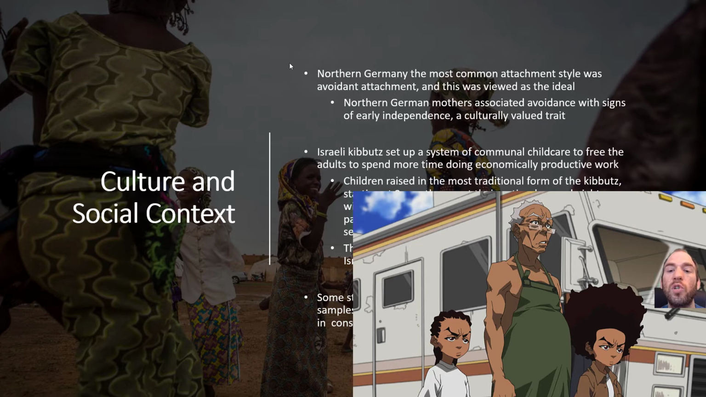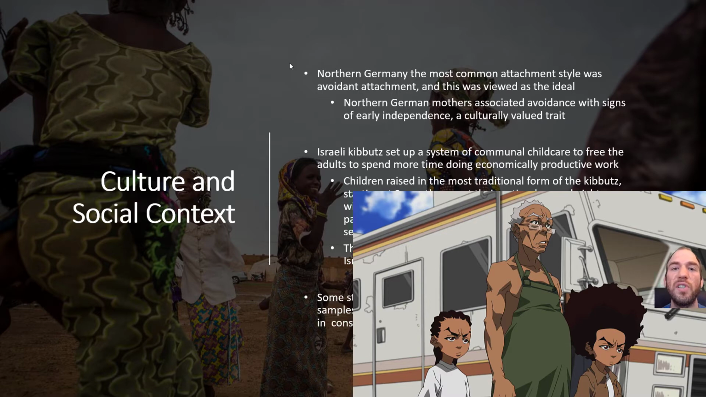Children raised in the most traditional form of the kibbutz, starting at 3 months, spent their entire days and nights, with the exception of a 3-hour dinner break, with their parents in a communal environment with a caregiver and several other children their age. The most common form of attachment in kibbutz-reared Israeli infants was the anxious ambivalent attachment style. Some studies have found no avoidant attachment styles in Japanese samples, and among the Dogon in West Africa, where infants are in constant proximity to their parents.